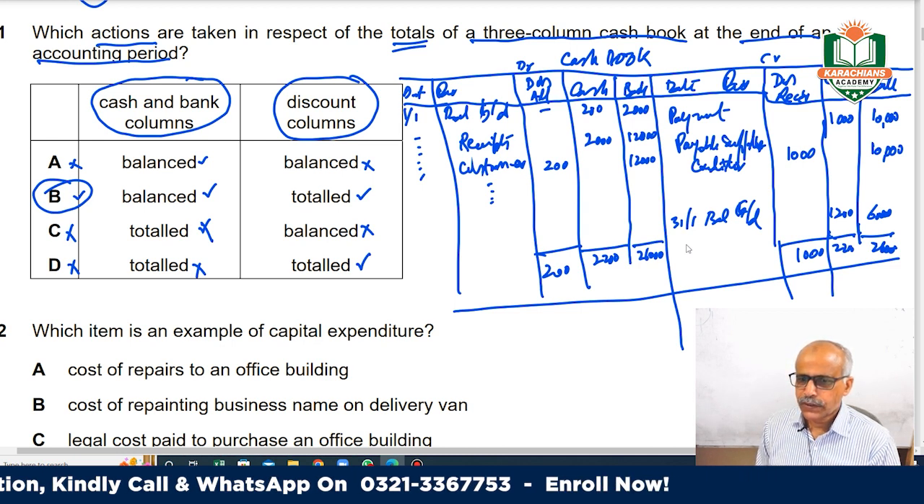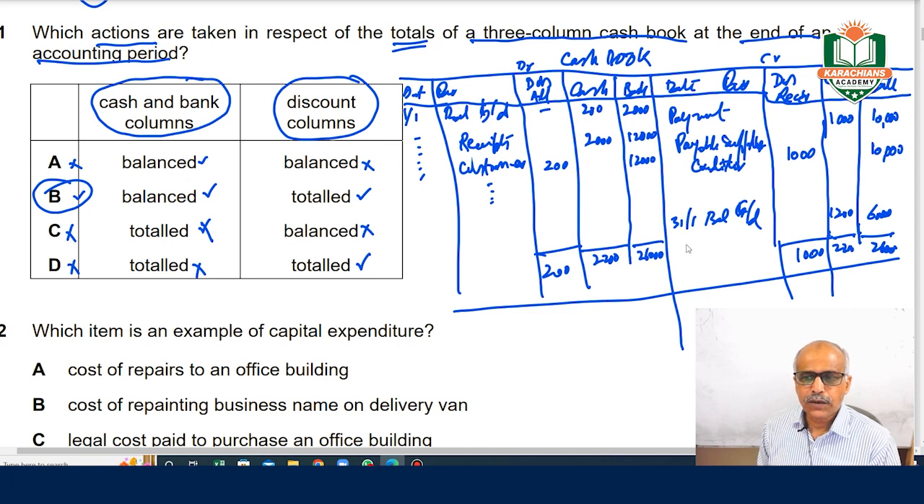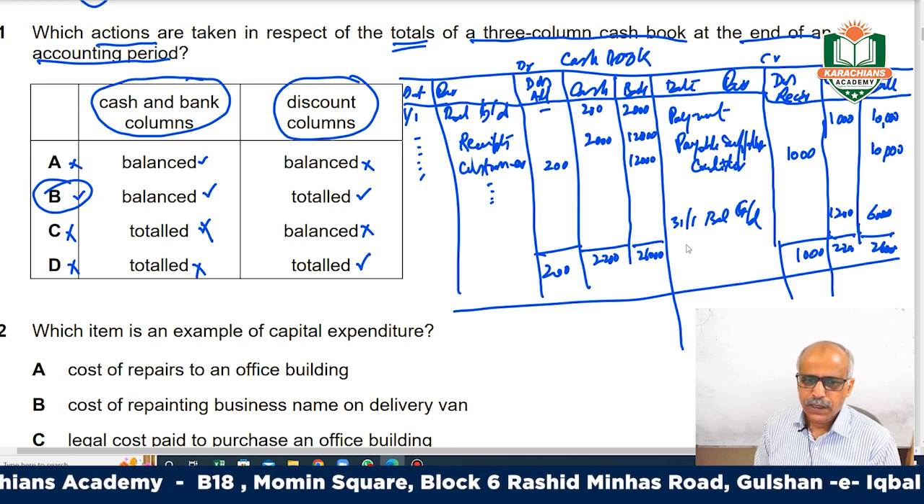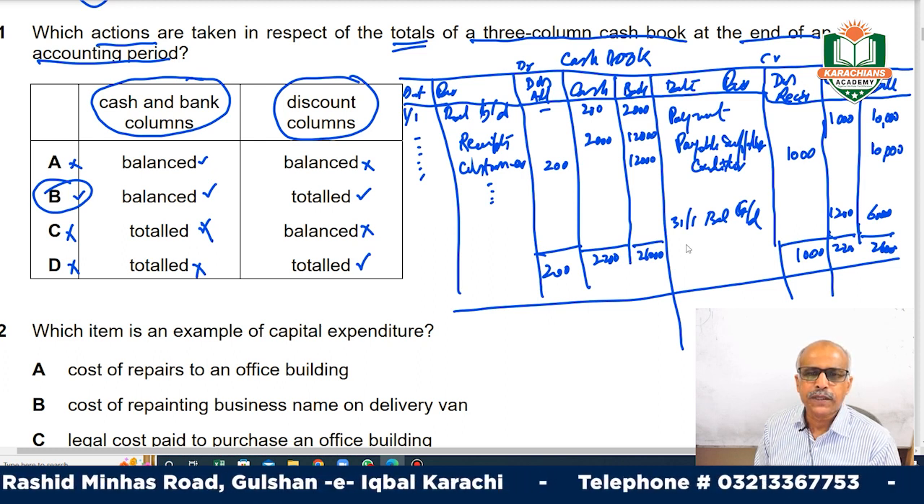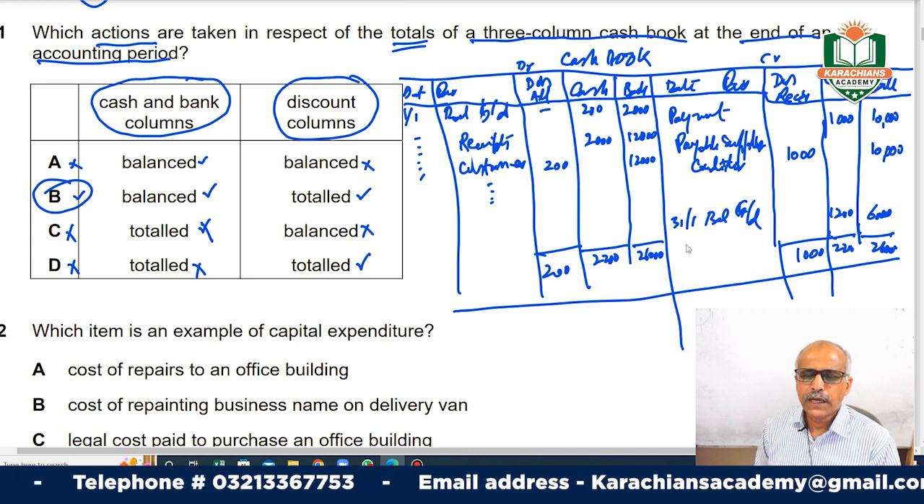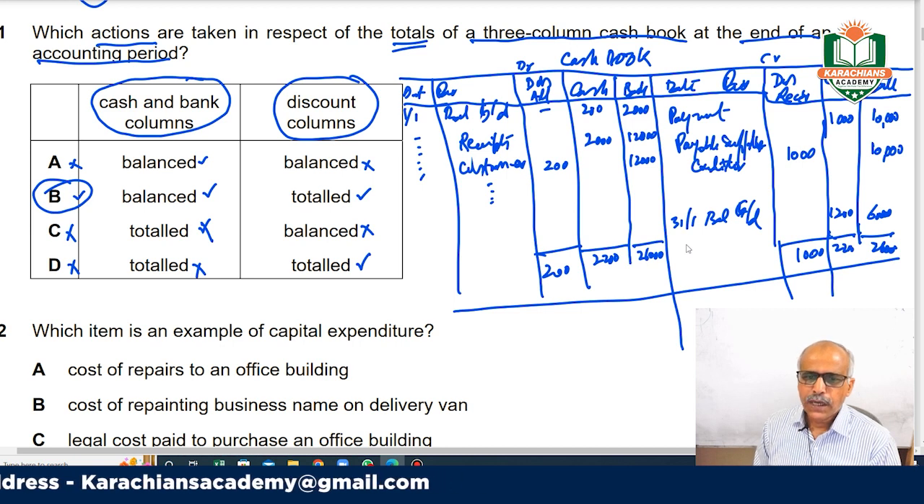Likewise, on the credit side, this is your payment side: cash column, bank column and the discount received. So this shows the payment side. I've just given you an example. When the opening of the month starts, you have some balance. In cash you have 200 balance, in bank you have 2000 balance, and in discount allowed you do not have a balance.